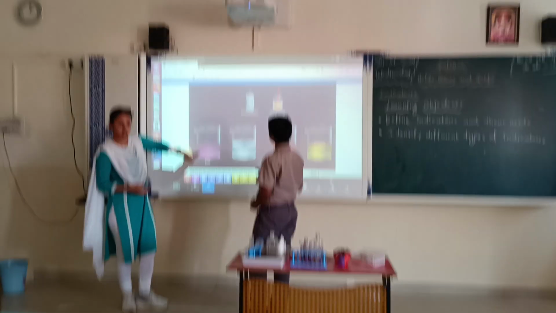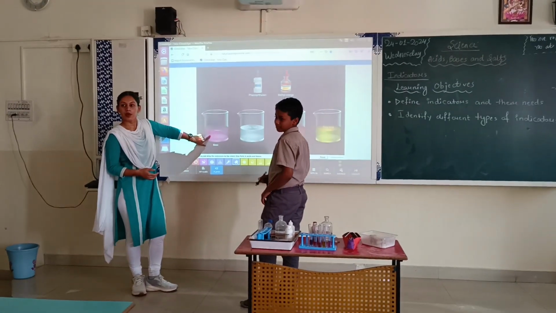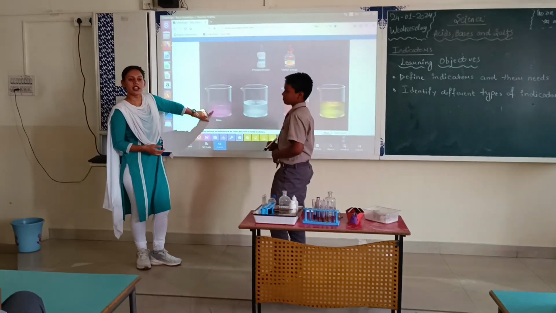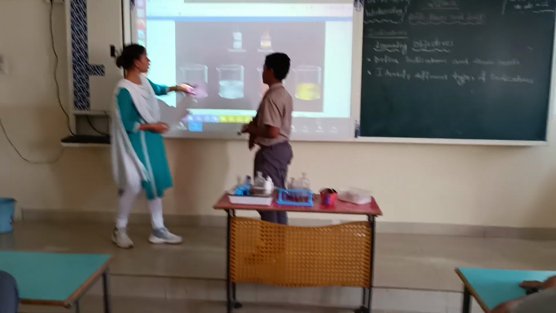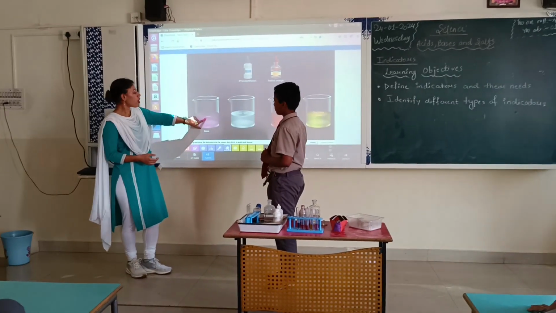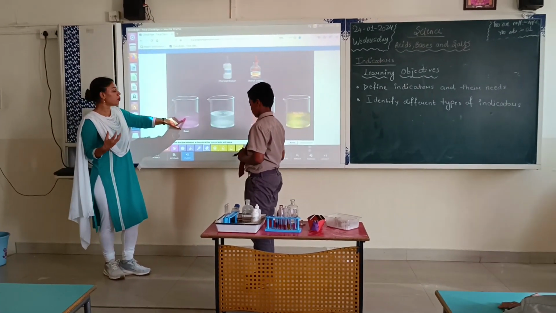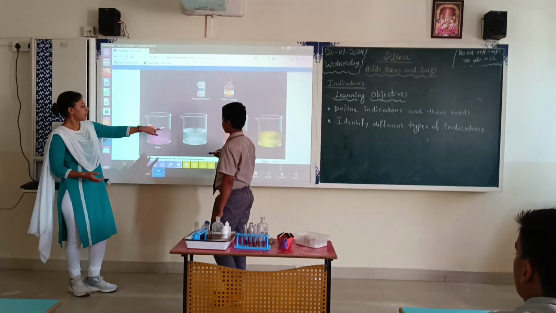Phenolphthalein changed its color when it reacted with base. What is the color change? Pink. Means whenever you add phenolphthalein into a base, color change is going to be pink. Now because this transparent changed into pink color, it showed that the given solution was a base. Yes.